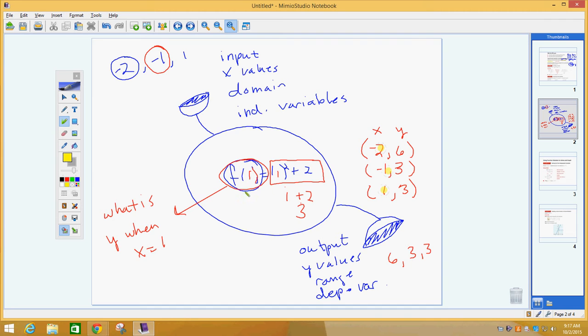This is a function machine, and basically what I'm trying to explain to you is all of this is what f of x is. F of whatever number you want to plug in here. Whatever variable, whatever number. So let's go back and let's look at some examples.